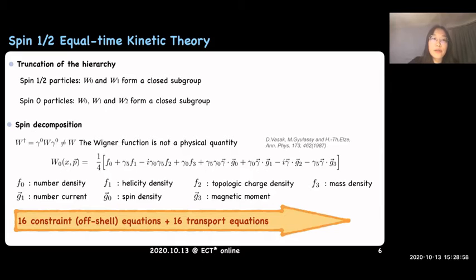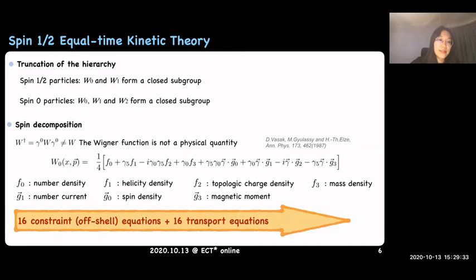And for spin 0 particles, the lowest 3 moments of the equal time Wigner function would form a closed subgroup. And for fermions, the spin 1/2 particles, only the lowest 2 moments of the equal time would be enough. And then the last step would be to perform the spin decomposition, as the Wigner function itself is not a physical quantity, but the spin components have definite physical meanings.